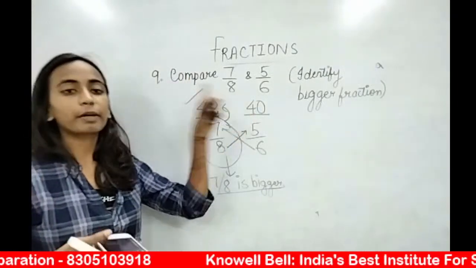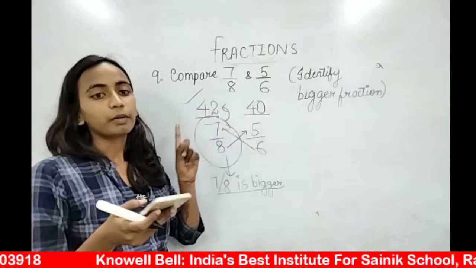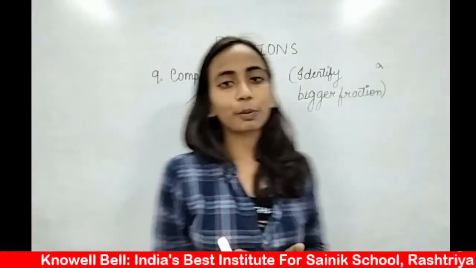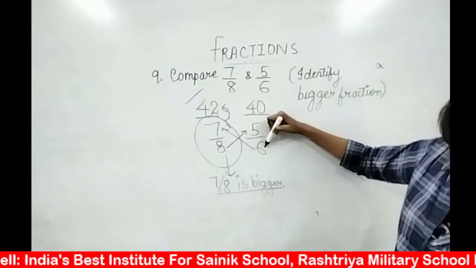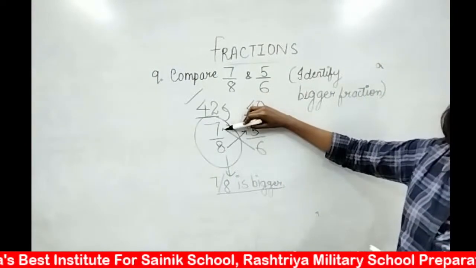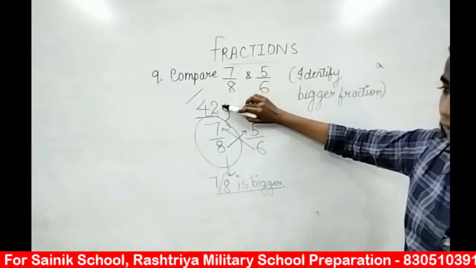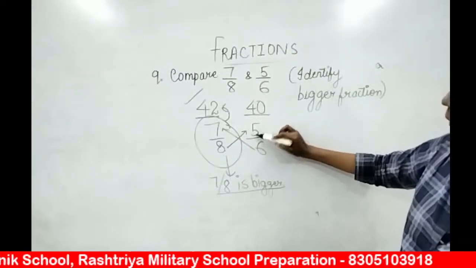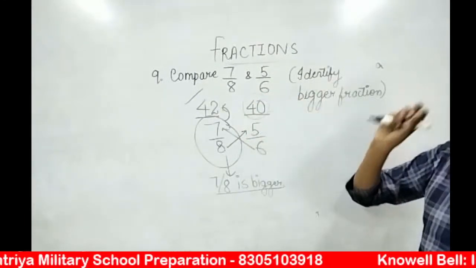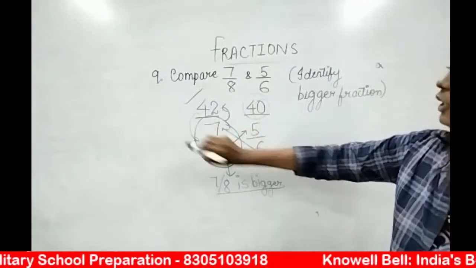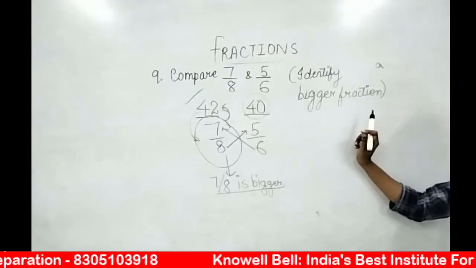In order to compare all the questions of unlike fractions, you will follow this trick, because this will help you to solve the questions really very quickly. What do you have to do? Multiply the denominator of the second fraction with the numerator of the first fraction. Whatever product comes, write it above. Multiply these two numbers, and whatever product comes, write it here. Just compare them. The fraction below the bigger number will be the bigger fraction. Clear to everyone?